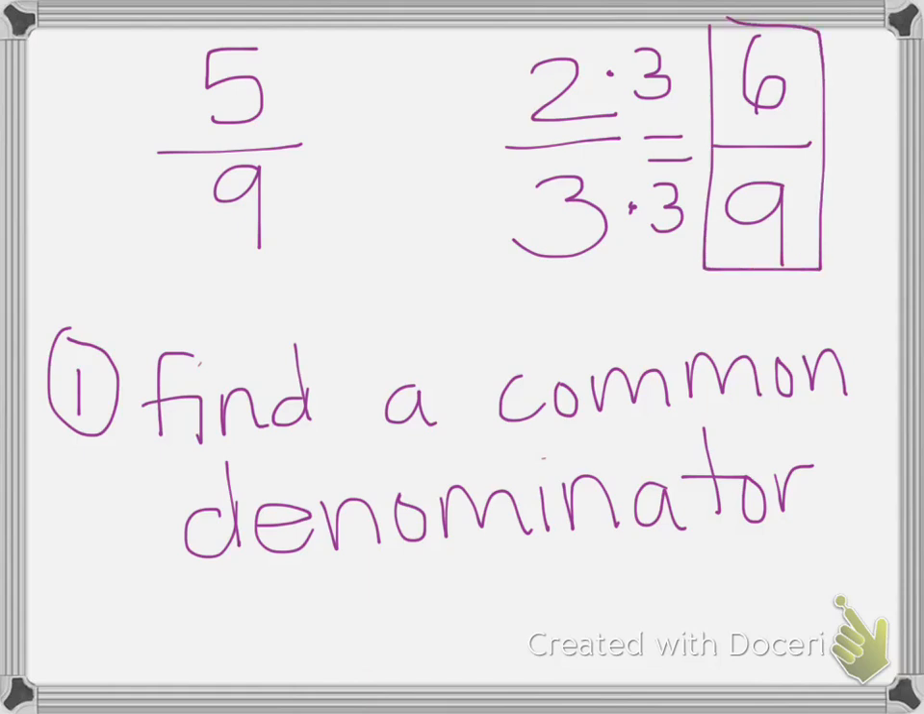Now we compare these because they have the same denominator, and we look at the numerator to see how many parts is going to be the most. So we have a 6 and we have 5. So I know 6 is greater, therefore 2/3 is greater. So that's one way, finding a common denominator.